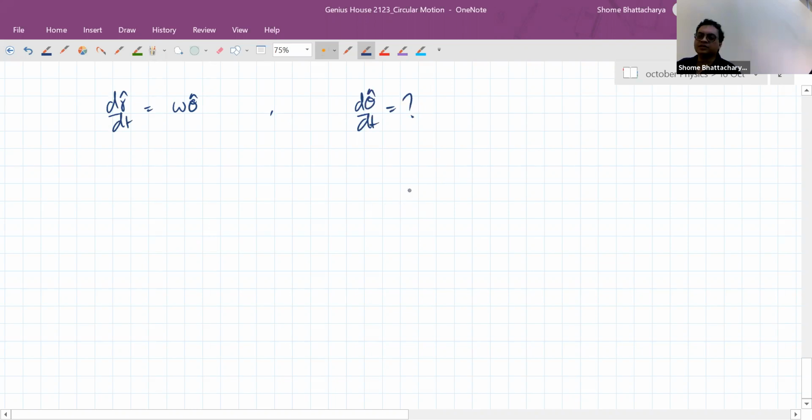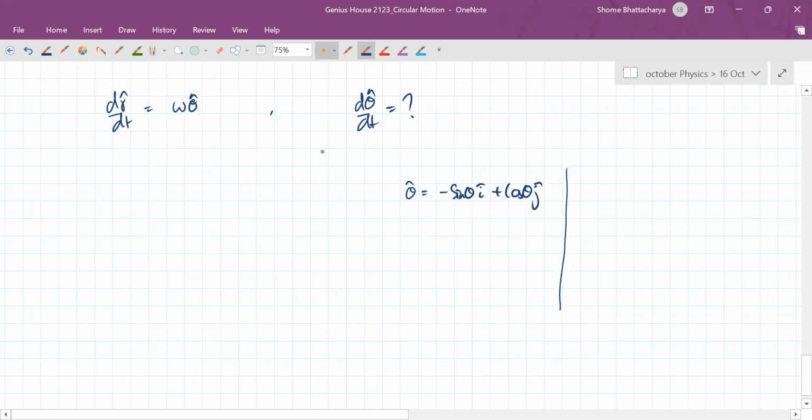Okay, so you can do it by this method also, by expressing theta cap as, remember it was minus sine theta I cap plus cos theta j cap, and then use the chain rule and differentiation method, or you can also understand it by the geometrical method. So you can try it by both of them and just tell me how much this will be. You'll get some kind of a symmetrical relationship which will make sense geometrically also.